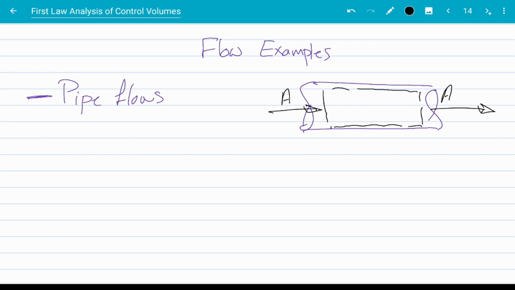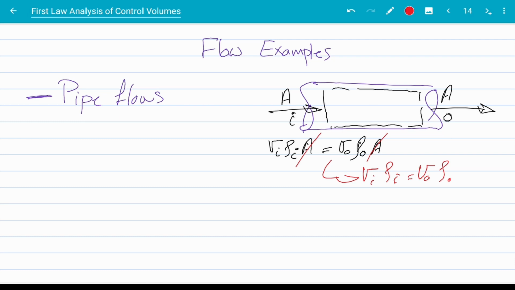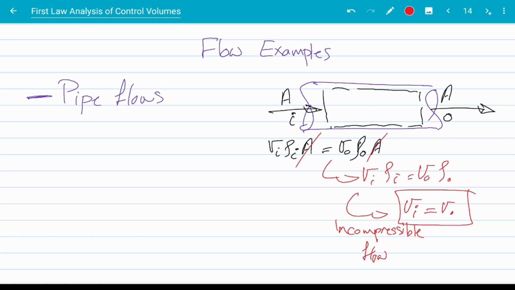Now, conservation of mass says that, so this is the entrance and this is the exit, velocity I, rho I, cross-section area is velocity out, rho out, cross-section area. Again, because we're dealing with a pipe, usually cross-section area is uniform across the pipe. We can cancel the cross-section areas and say velocity I, rho I is velocity out, rho out. Further, if we are dealing with an incompressible flow, we get that the densities are the same, so we can cross them as well. And we get that the velocity at the entrance is equal to the velocity at the exit. So the change of kinetic energy is non-existent.